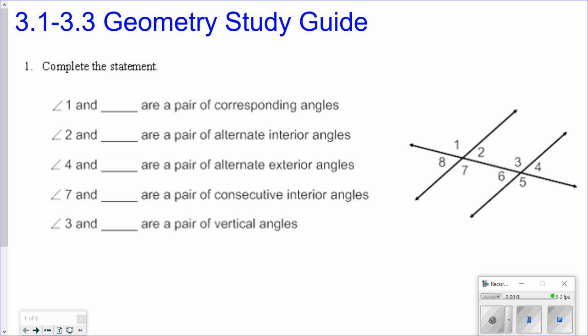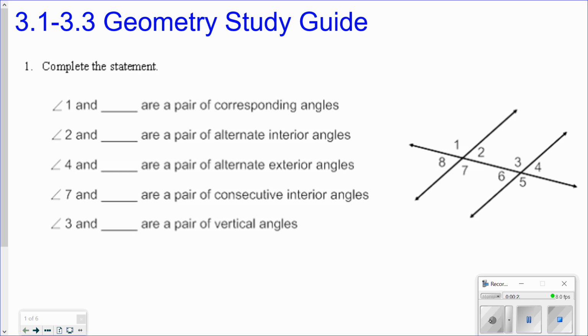Today we're going to go over the 3.1 to 3.3 study guide for our quiz tomorrow. My remote learners, please remember that you are still expected to take this quiz tomorrow during your scheduled time period, just like all the rest of the quizzes and tests. So if you have any questions about that, please send me an email ASAP.